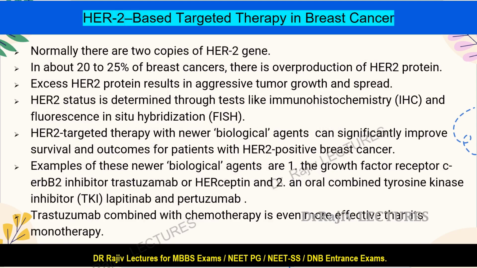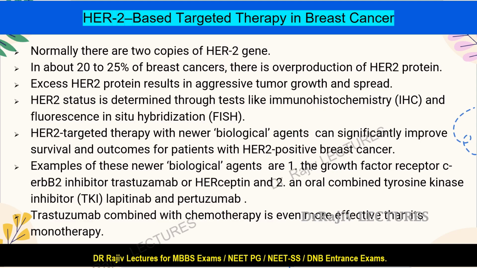Human epidermal growth factor receptor 2, or HER2, is a protein that plays a role in cell growth and division. Normally, there are two copies of this gene. In about 20 to 25% of breast cancers, the HER2 gene is amplified, meaning there are extra copies of the gene, leading to more HER2 protein production. The overproduction of HER2 protein results in aggressive tumor growth and spread, making it a key target for targeted therapies like Herceptin or trastuzumab. HER2 status is determined through tests like immunohistochemistry and fluorescence in situ hybridization, which assess the level of HER2 protein and the number of HER2 gene copies, respectively.